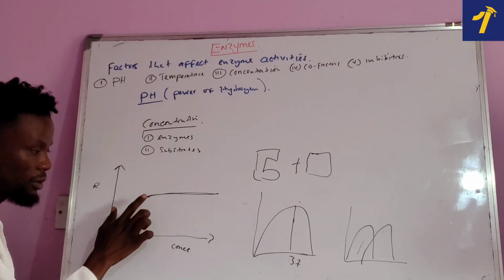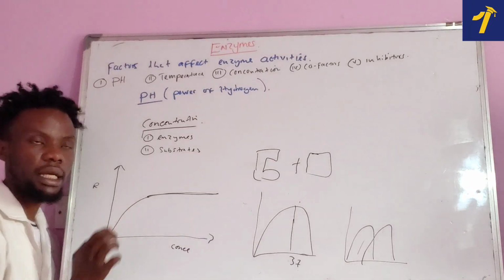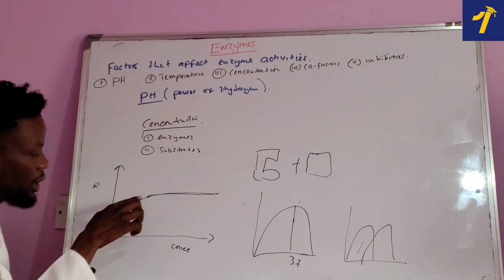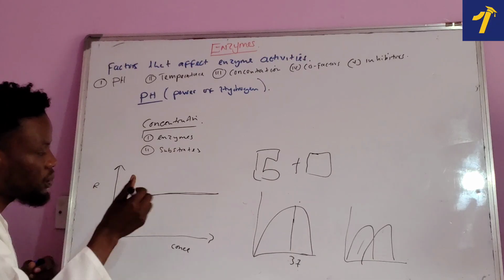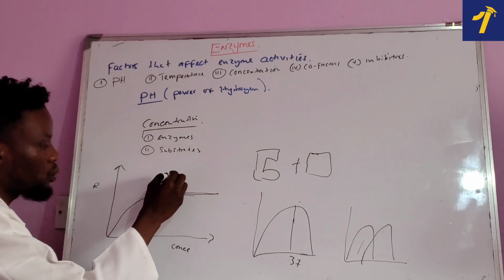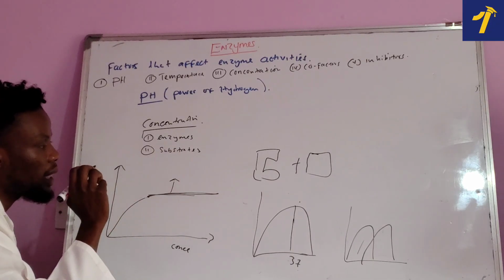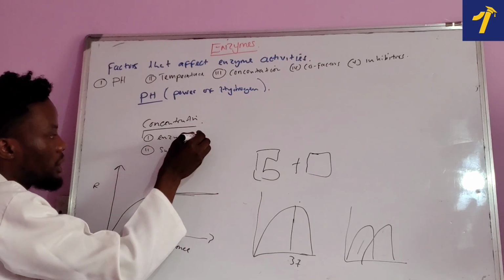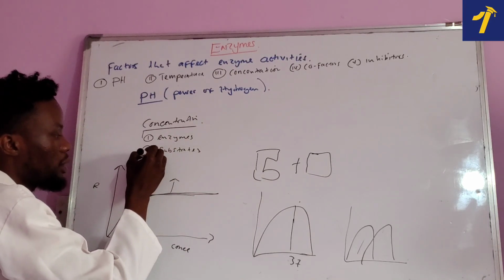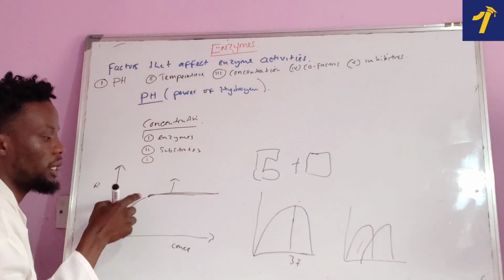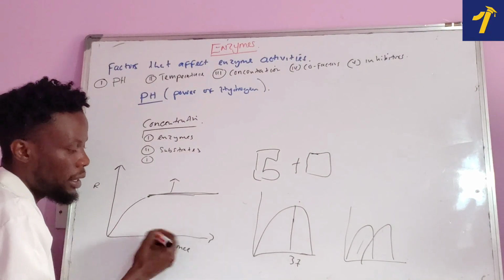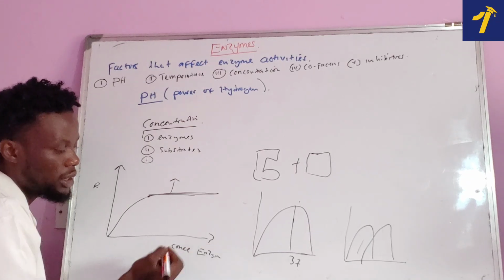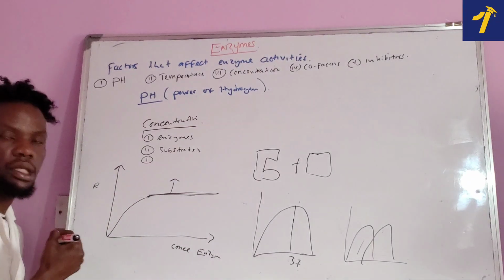But this one remains constant. Why is it like that? The reason why it's like this is this. The moment it reaches this constant part, what happens? It means that here there are two main reasons. If you are talking about the enzyme, the reason here is for the enzyme. If it is constant and you are on the x-axis, which is enzyme concentration, the reason should be this one.